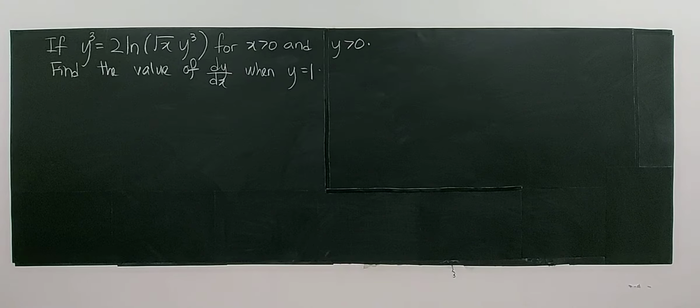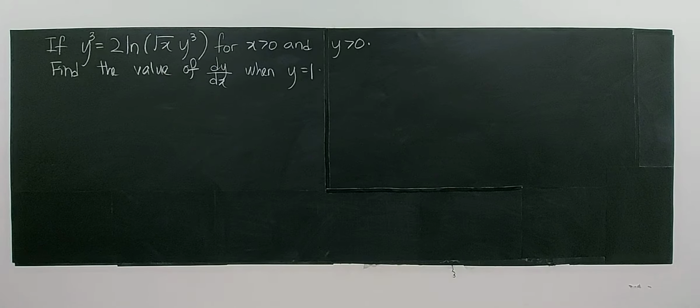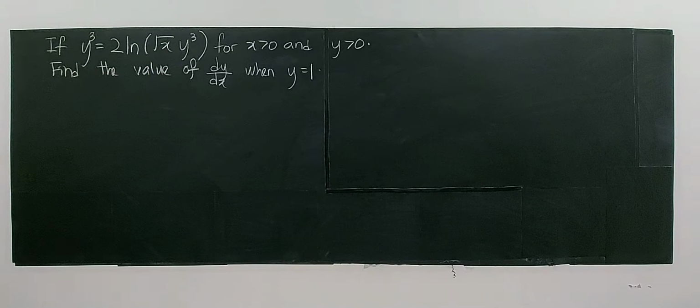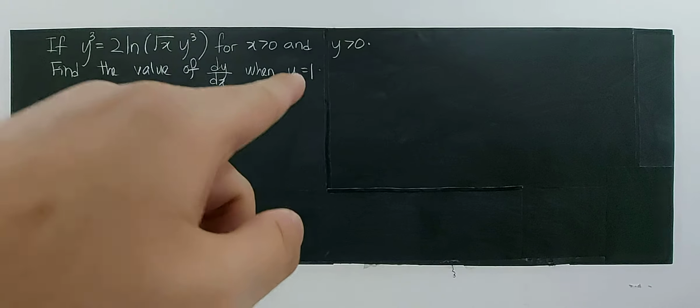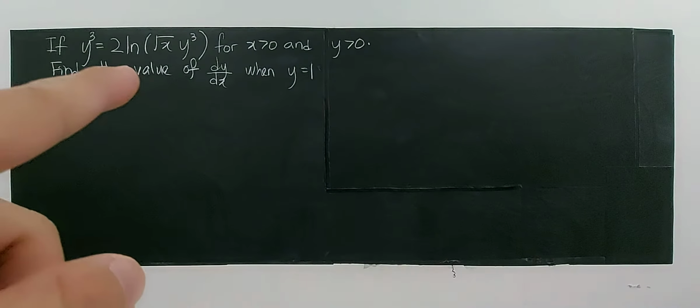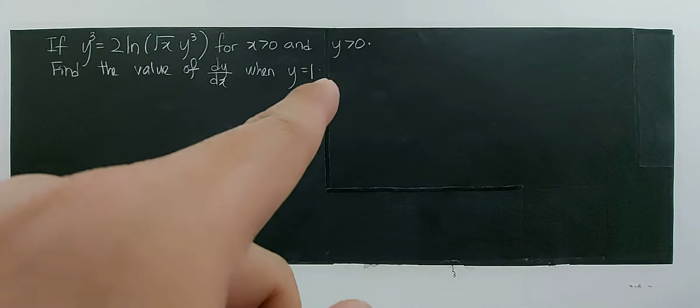Alright, this will be another example under implicit differentiation. So this is an implicit function. How are we going to differentiate this thing? Then we need to evaluate. We need to find the value of dy/dx when it's at the point y equals 1. So in this question, they require us to find the value of dy/dx when y is 1.